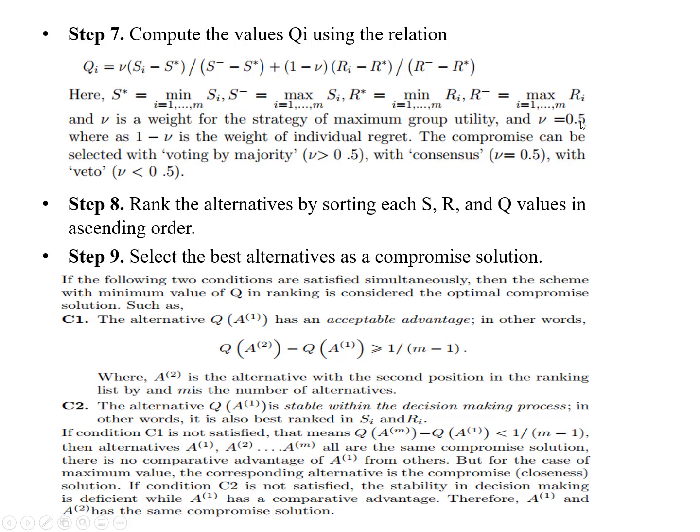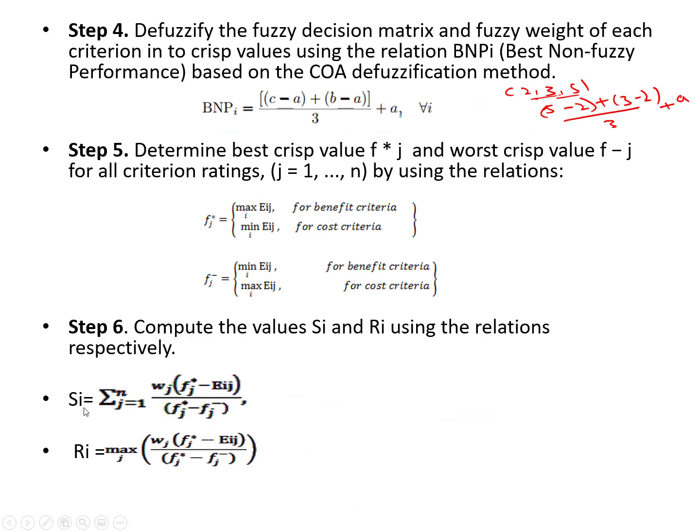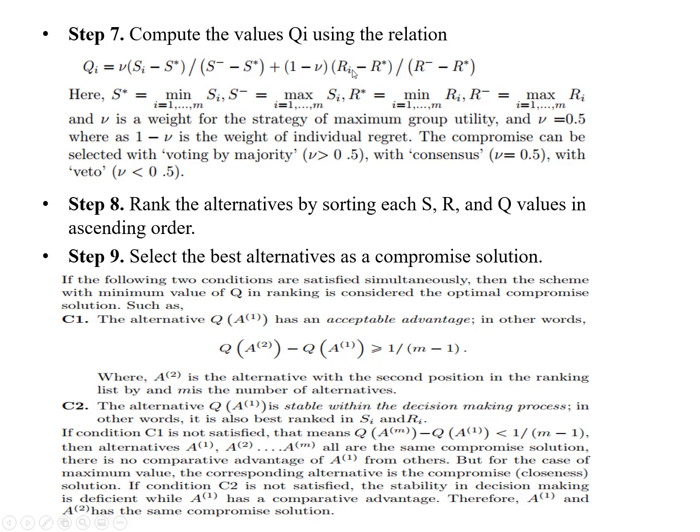If you reduce this and it is less than 0.5, it means you are biased toward vetoing a specific decision. If this is equal to 0, it means this is a consensus. And if it is greater than 0.5, then it is majority rule. So we will rely on V equal to 0.5, S star as the minimum of S. We have already calculated different S and R for different alternatives, then we will put all these values in and calculate.